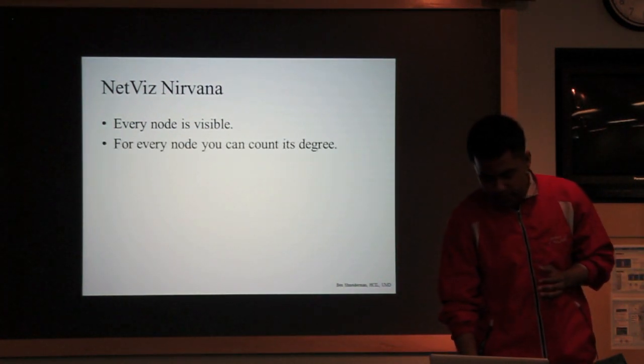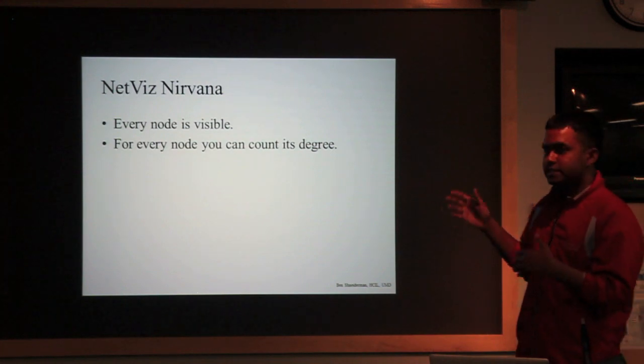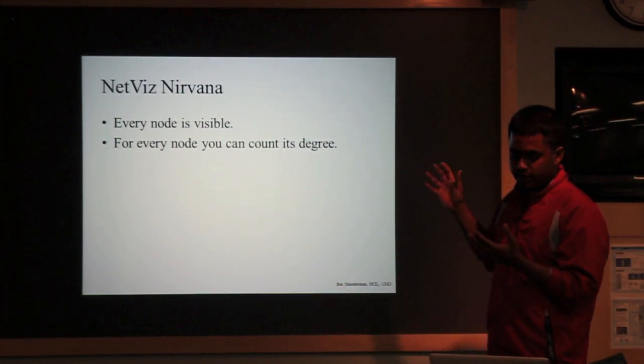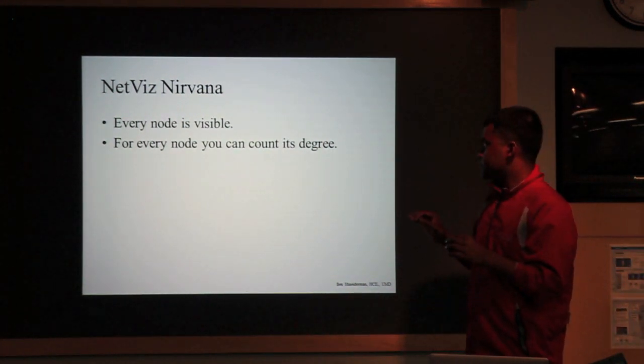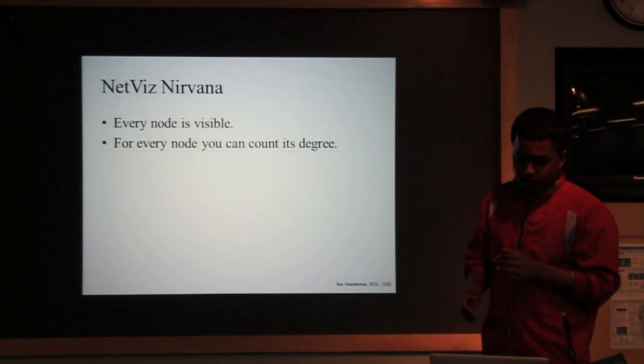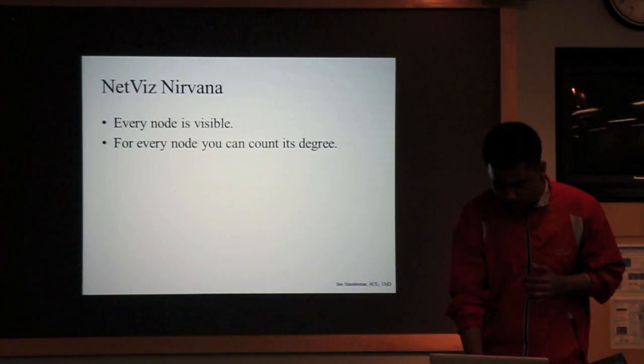The second one is that for every node you can count its degree. Degree is very important. From the degree you can figure out how interactive this node is with other nodes, and you can follow this degree to get the nodes.